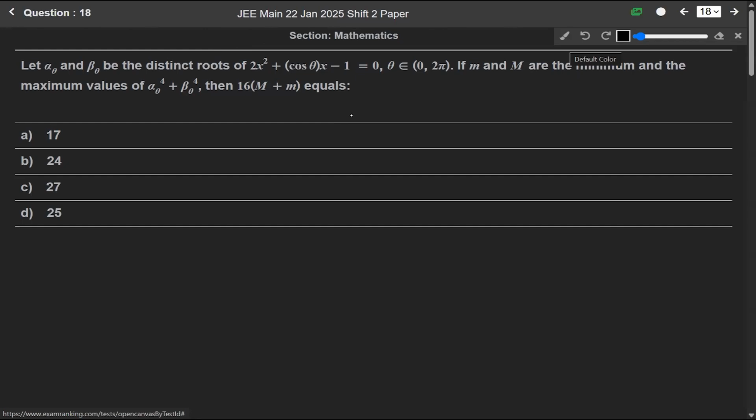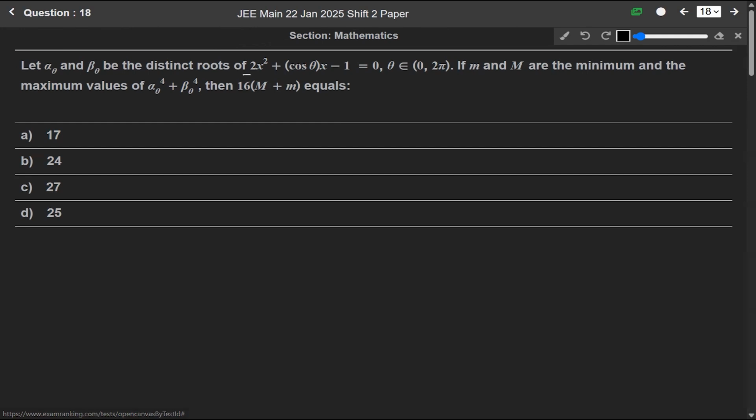Now next question is 18. Let alpha theta and beta theta be the distinct roots of 2x square plus cos theta x minus 1 equals to 0, where theta belongs to (0, 2 pi). If m and capital M are the minimum and the maximum values of alpha theta raised to the power 4 plus beta theta raised to the power 4, then 16 (M plus m) is equal to, okay.